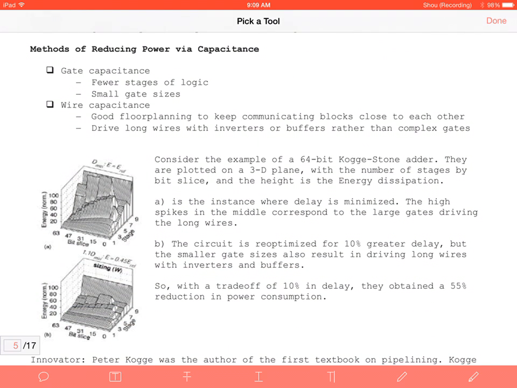So the goal of clock gating is to significantly reduce power consumption. And then I showed you an example of these 64-bit Kogge-Stone adders where they're making a trade-off in delay but reducing the gate sizes. So you have a circuit that's running slightly slower, but because they've significantly reduced gate size and re-optimized it, they were able to save 55% in power consumption.